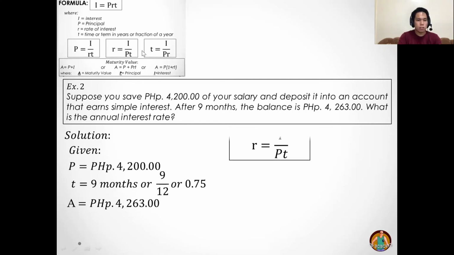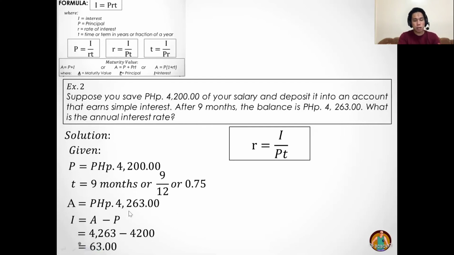Okay? So we'll make use of this formula. R is equal to I divided by P times T. So, given na yung P, given na yung T, yung wala dito is si I. So, paano natin mahanap si I? So, eto, tandaan mo yung formula. A is equals to P plus I. Tama? So, if hanapin mo si I, para mahanap siya, you will just subtract A minus P, or the maturity value subtracted by the principal amount. So I is equals to A minus P. So substitute, our A is 4,263 and our principal is 4,200. That will give us 63 pesos. So the simple interest is 63 pesos.